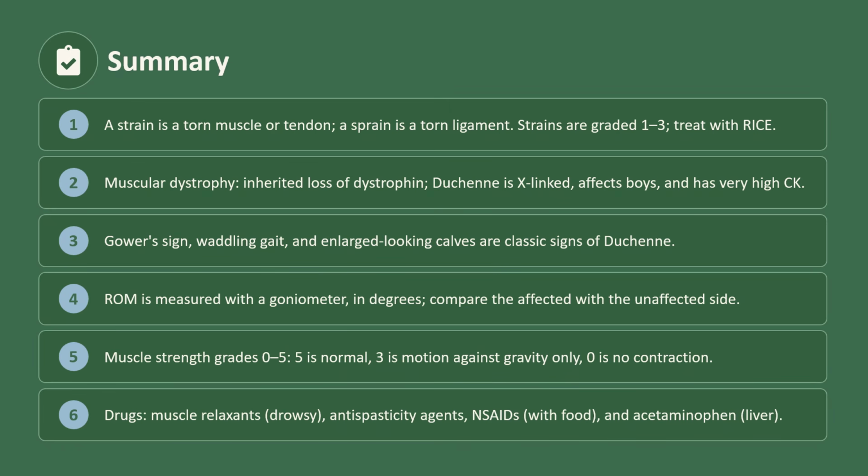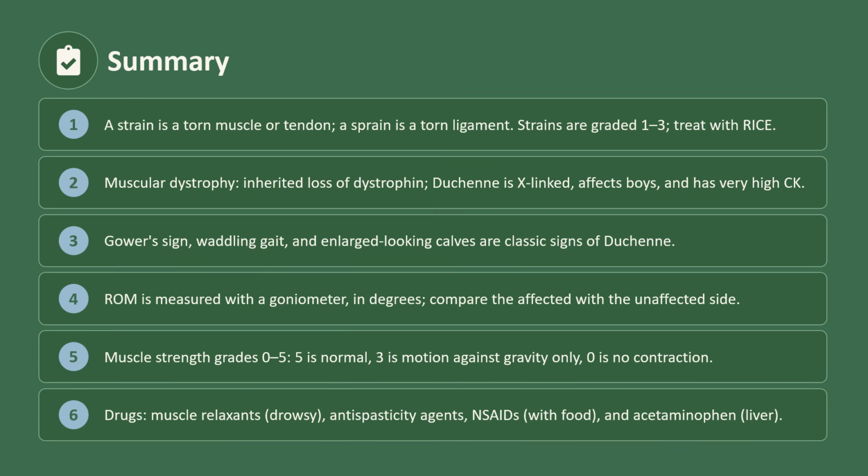2. Muscular dystrophy is an inherited loss of dystrophin, the protein anchoring muscle fibers. Duchenne is X-linked, affects boys almost exclusively, and shows very high creatine kinase, or CK. 3. Gower's sign, walking the hands up the legs to stand, along with a waddling gait and enlarged-looking calves are the classic signs of Duchenne.